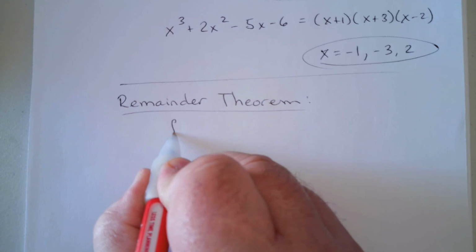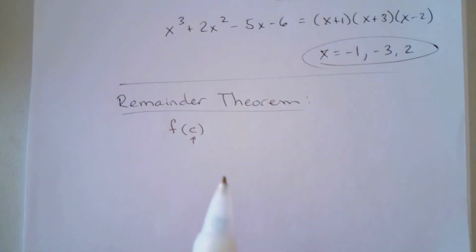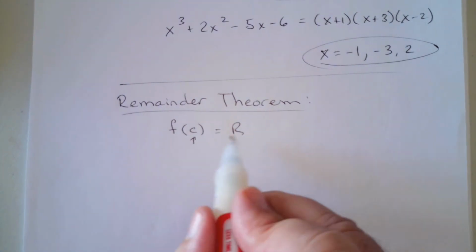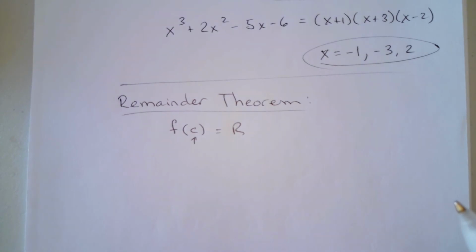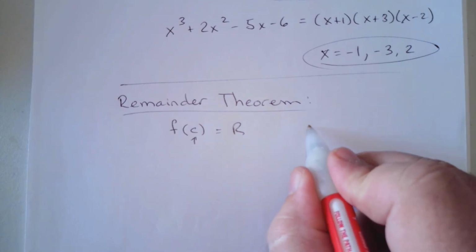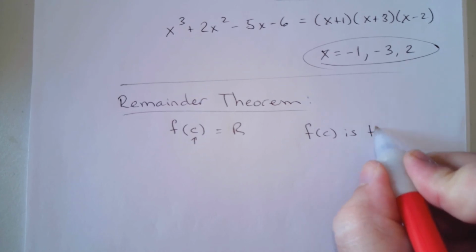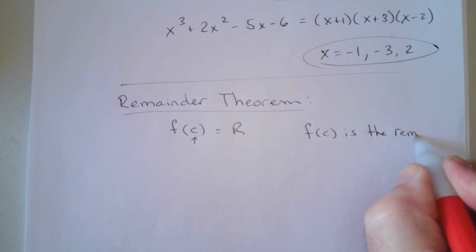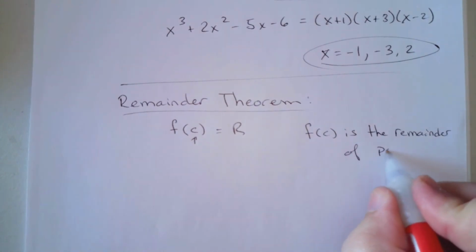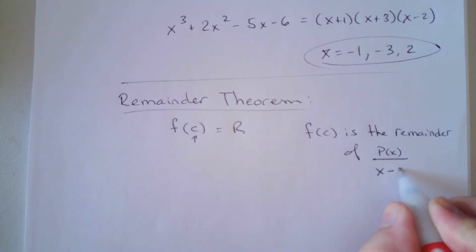So, if we have a value c, and we plug it inside the function, if we get a remainder, if we get a number, that's the remainder. So f of c is the remainder of our polynomial divided by x minus c.